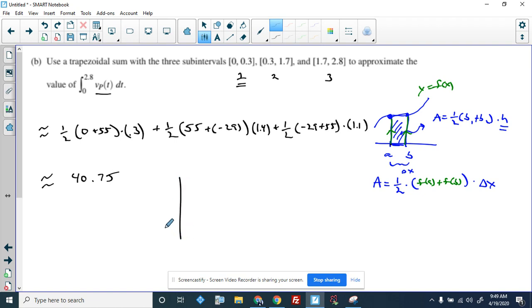All right, so let's see what we're talking about now that we did it without the visual. If we have this, there was 0, there was 0.3, there was 1.7, and who cares about the scale? There was 2.8, and even though we didn't do 4, I believe there was 4 over here, right? The functional value at 0 was 0. At 0.3, it was 55. At 1.7, it was negative 29. Then at 2.8, it was back to 55. And then I forgot, what was it at 4? It was 48, even though that wasn't needed for this part of the question.